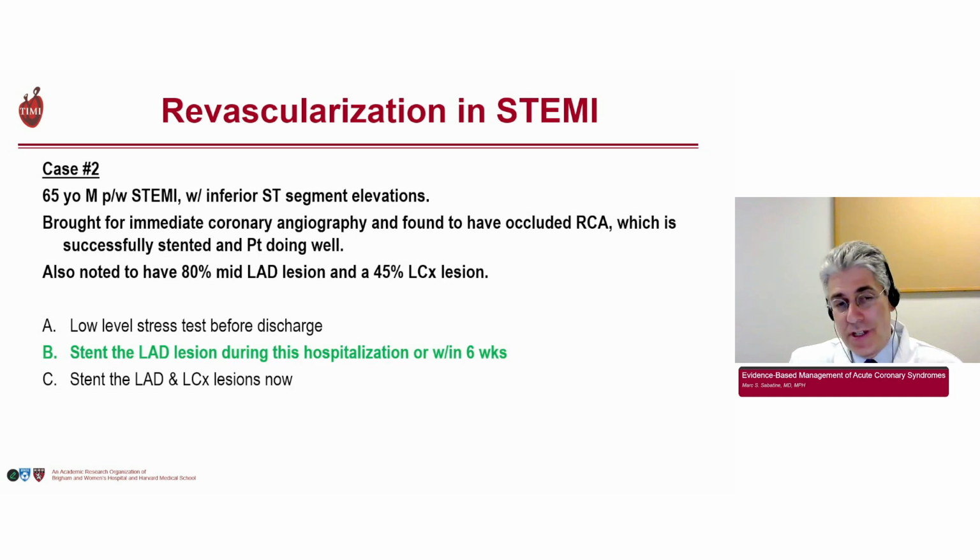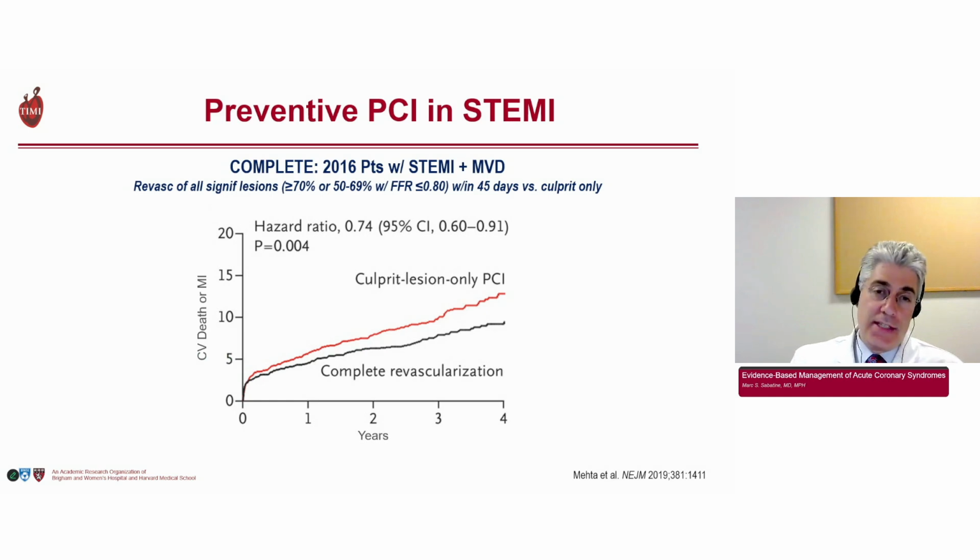Say the correct answer is B, to go after a significant non-culprit lesion, in this case the LAD lesion. And this is the COMPLETE trial which looked at this issue. Up until this trial, the teaching had been you fix the culprit and you get out of Dodge. Right?